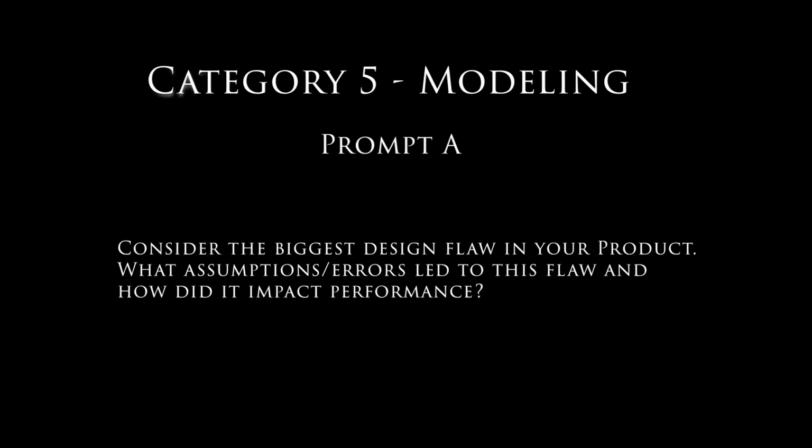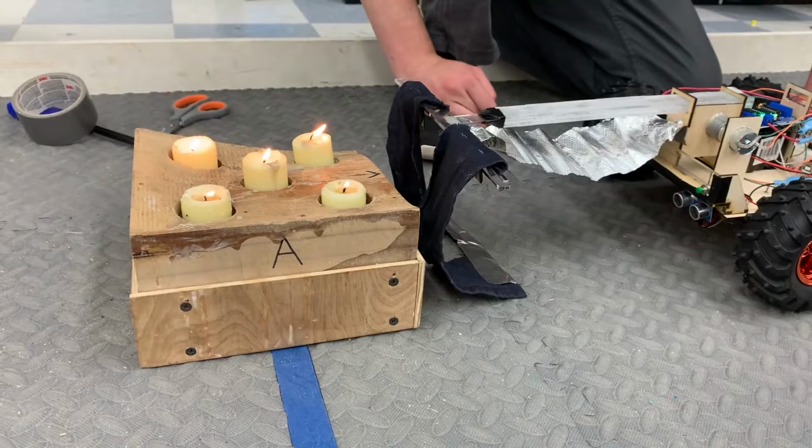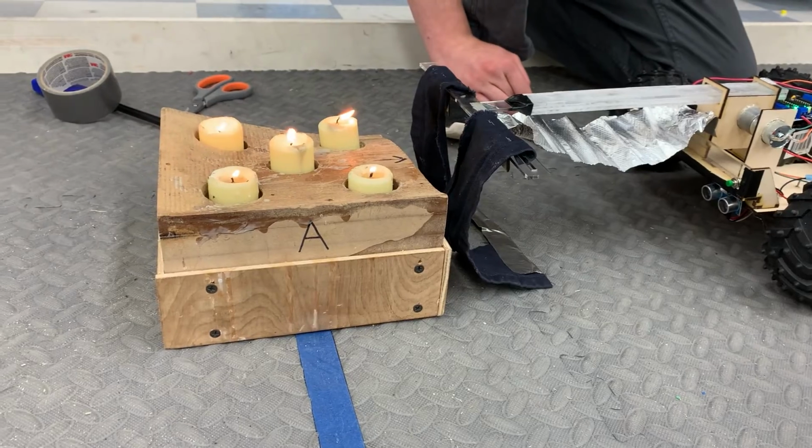Prompt A. Consider the biggest design flaw in your delivered product. What erroneous assumptions or modeling errors led to this design flaw, and how did this flaw impact your product's performance and/or the development process? I could think of one: we had our arm made out of acrylic, and once it went over the fire, it started to melt a little bit. True. Yeah, that was a flaw.